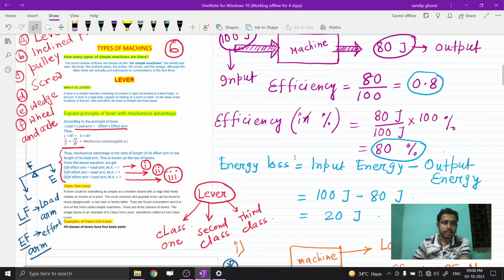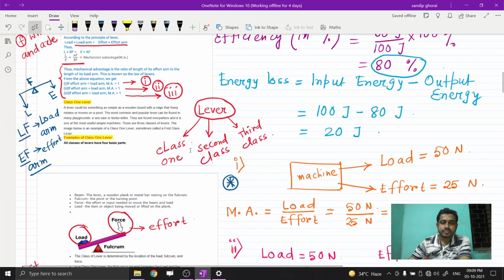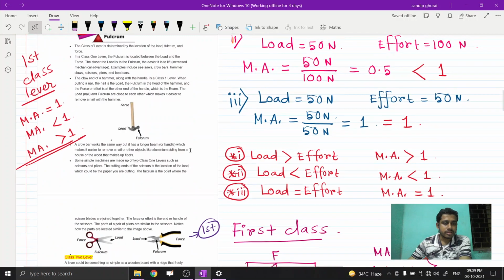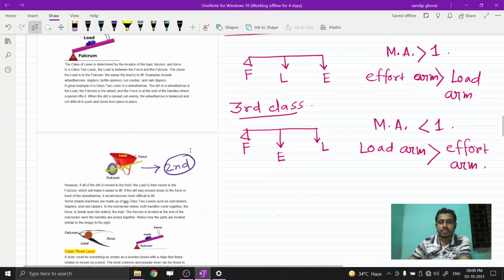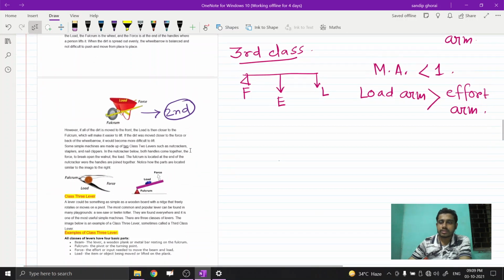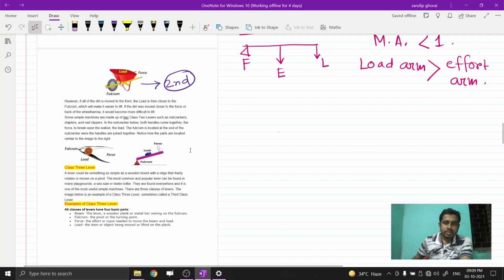And we know the principle of lever with mechanical advantage. This is the end of today's class. In the next class we will discuss these three types of lever in a broad way, with the help of different types of problems.